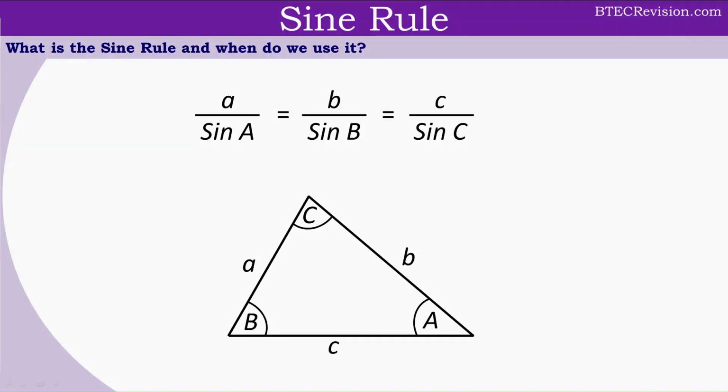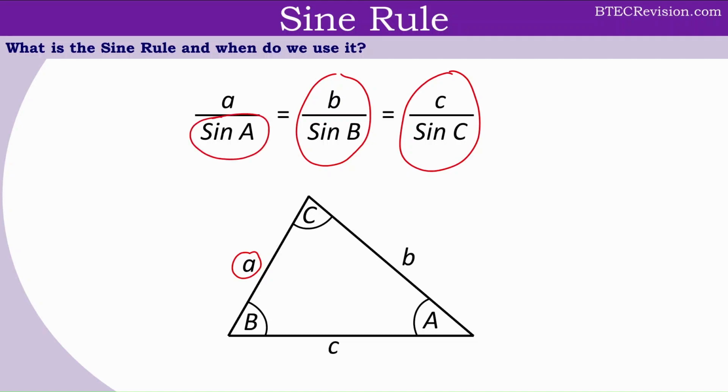The sine rule is a rule that we can use to calculate the angles or lengths of any triangle. For example, if I wanted to calculate the length A, then I would need either B and sine B or C and sine C alongside sine of A.